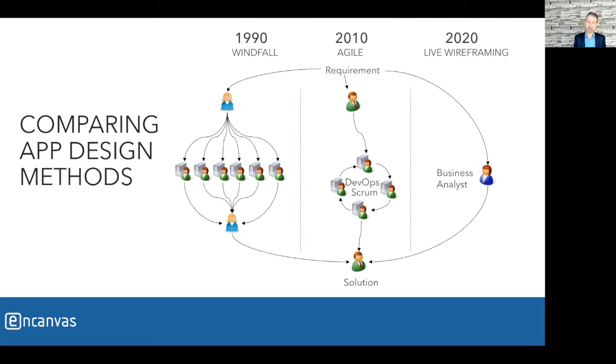Now in 2020 with Encanvas and codeless development, it's possible for a single business analyst to build an application in near real time with the stakeholders in a workshop. That removes the Scrum principle because you only need one person to build the application. 60% of the application is already built in the framework of the application's platform.